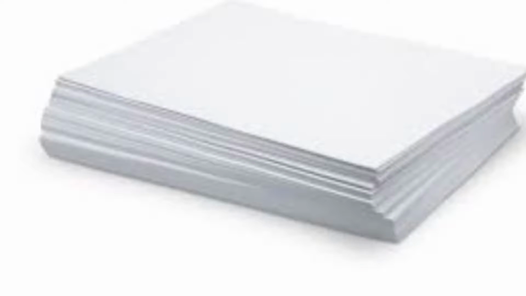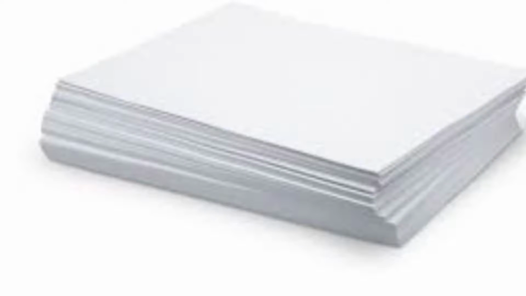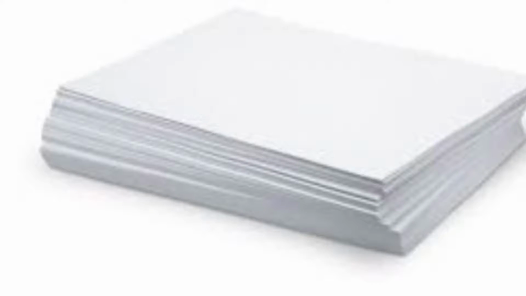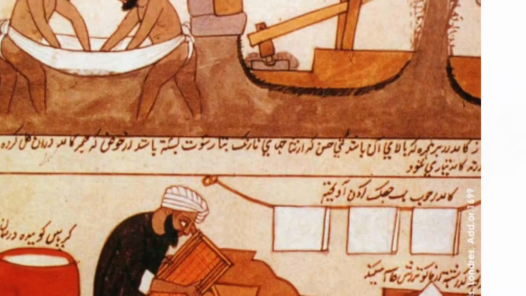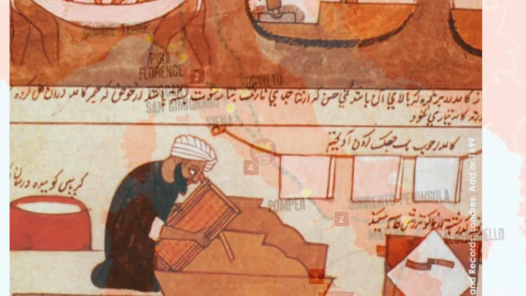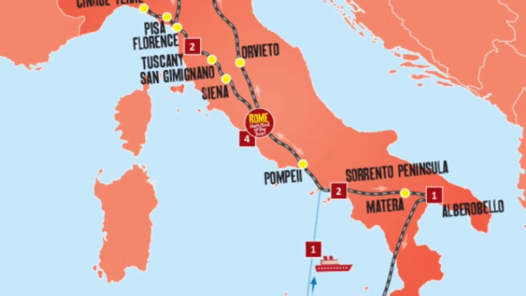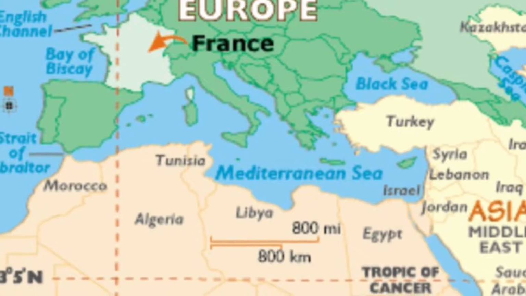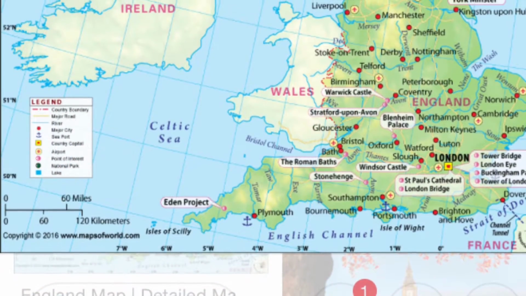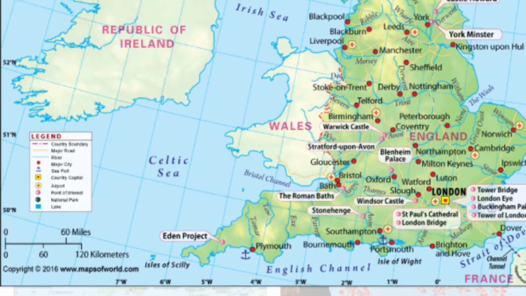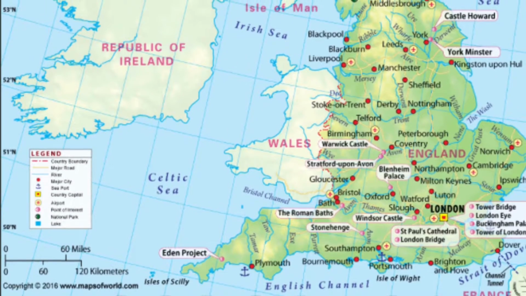Imagine your life without paper. We use paper as an everyday tool for communicating or connecting with other people. Paper was invented in ancient China, and by the end of the 15th century, paper mills existed in Italy, in France, in Germany, and in England. And by the end of the 16th century, paper was being made throughout Europe.